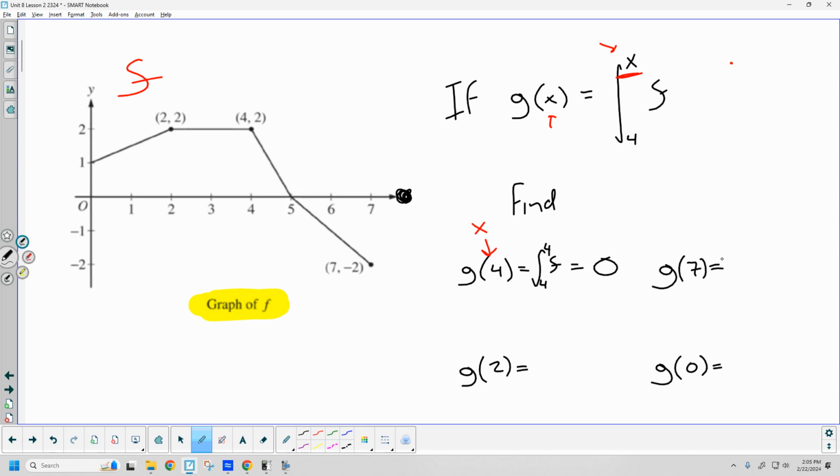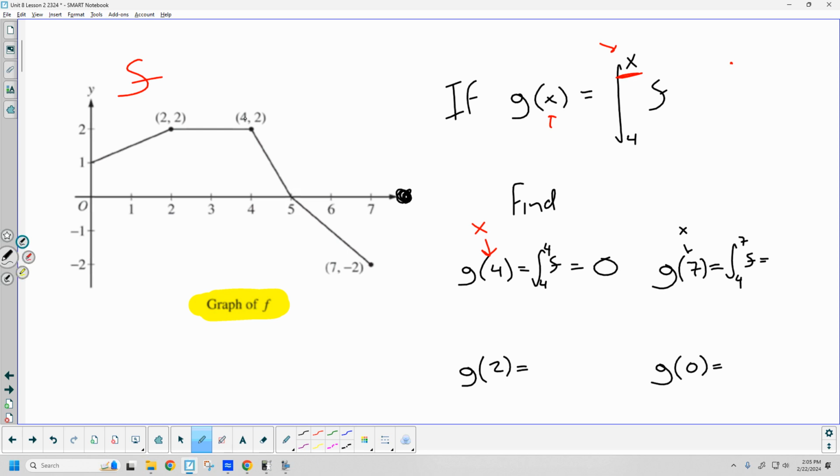Okay, well, that means G of 7 would be the accumulation from 4 to 7 of F, 7 replacing X. All right, what is that? Tell your neighbors, find it out. Not 3. Not negative 2. No, it's not negative 2. No. Negative 1 is correct. Negative 1 is correct, Stool. You were wrong.